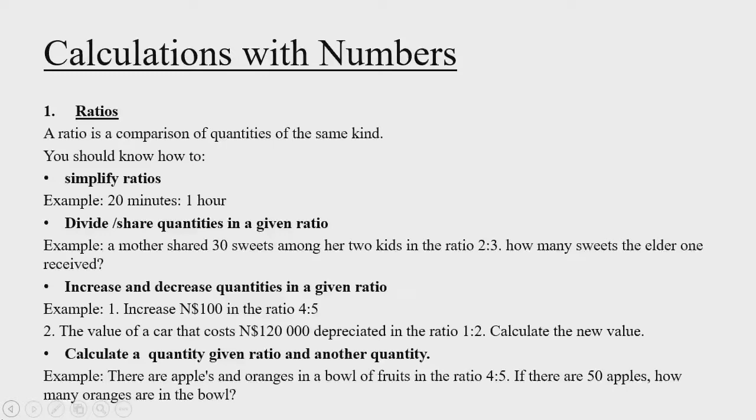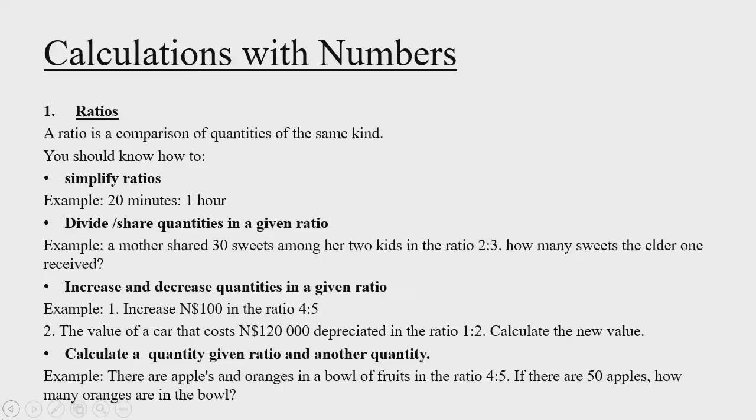When you are talking about ratios, this is a comparison of quantities of the same kind or of the same unit. Your units must be the same. If they are not the same, we have to convert to the same unit so that we can either simplify or work through ratios according to the question. You should know how to simplify ratios. You should know how to divide or share quantities in a given ratio. You must know how to increase and decrease quantities in a given ratio. And you also need to know how to calculate a quantity if the ratio is given and the other quantity is also known. I'm just going to go through one example in each.